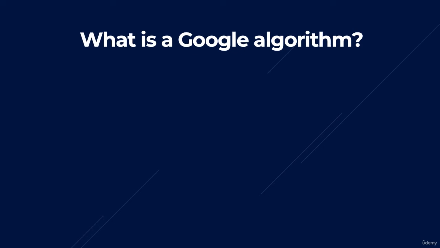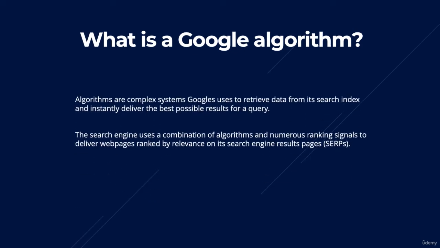What is a Google algorithm? Algorithms are complex systems that Google uses to retrieve data from its search index and instantly deliver the best results for a query. The search engine uses a combination of algorithms and numerous ranking signals to deliver web pages ranked by relevance in its search engine results page, also known as SERPs for short.